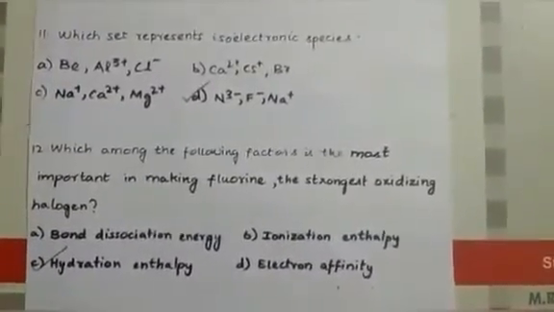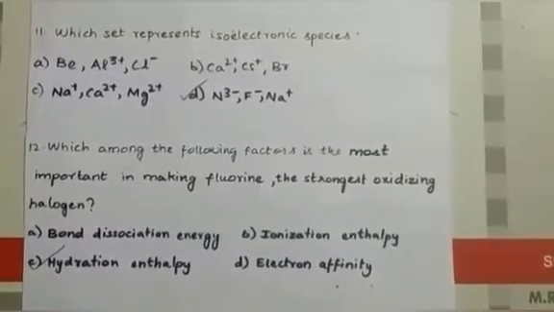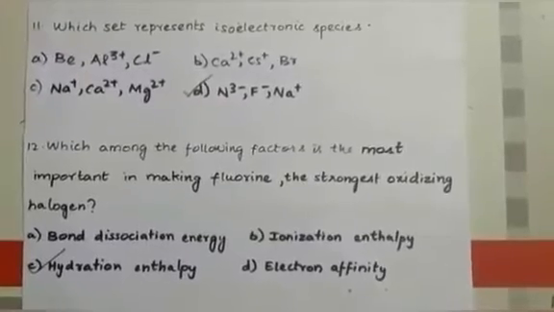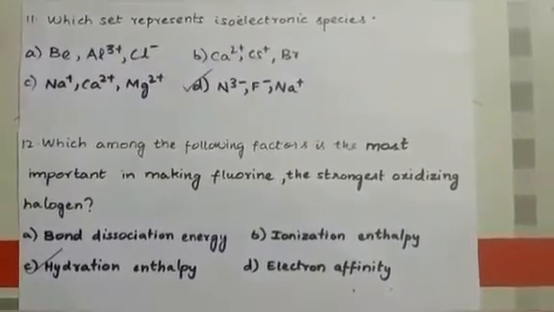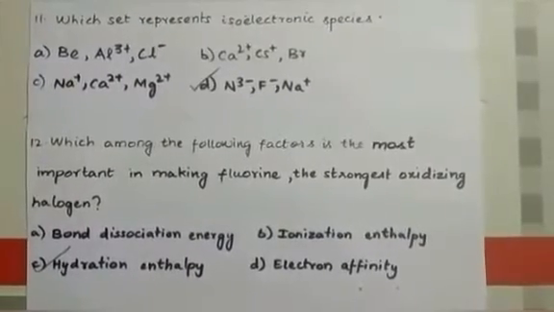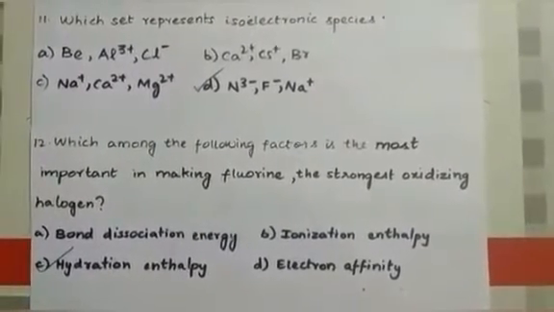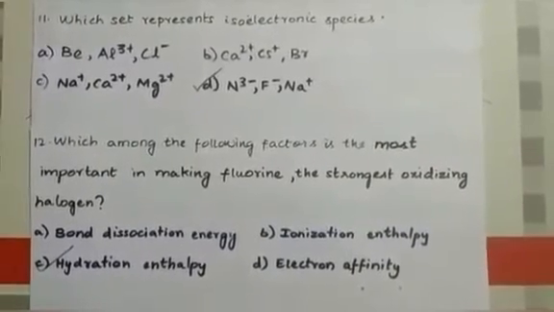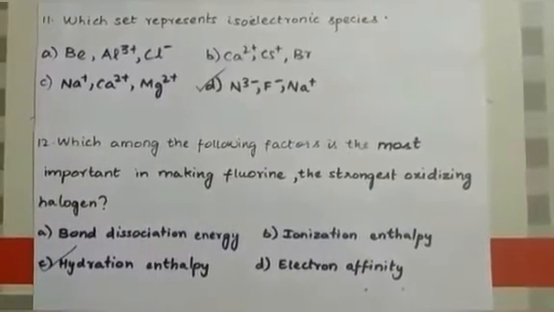Isoelectronic species are those ions whose atomic configuration has the same value. So, let us look at option A. Here, beryllium has an atomic number 4. However, Al3 plus and Cl minus ions have a different atomic number. So, this is a wrong option.